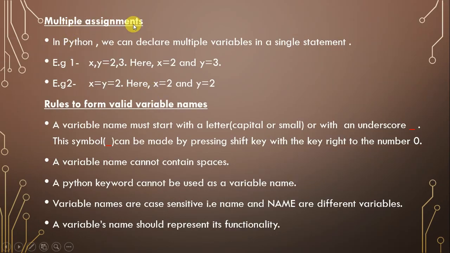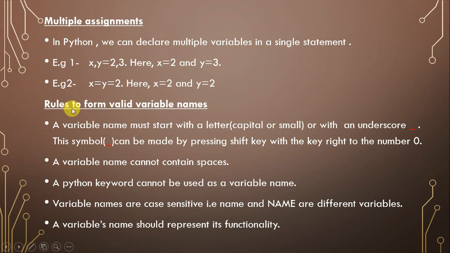Multiple assignments. In Python, we can declare multiple variables in a single statement. If I say x, y is equal to 2, 3, so here x is equal to 2 and y is equal to 3. But if we assign the same value to different variables, then we have to use the equal to sign. x equals y equals 2. It means x is also 2 and y is also 2.